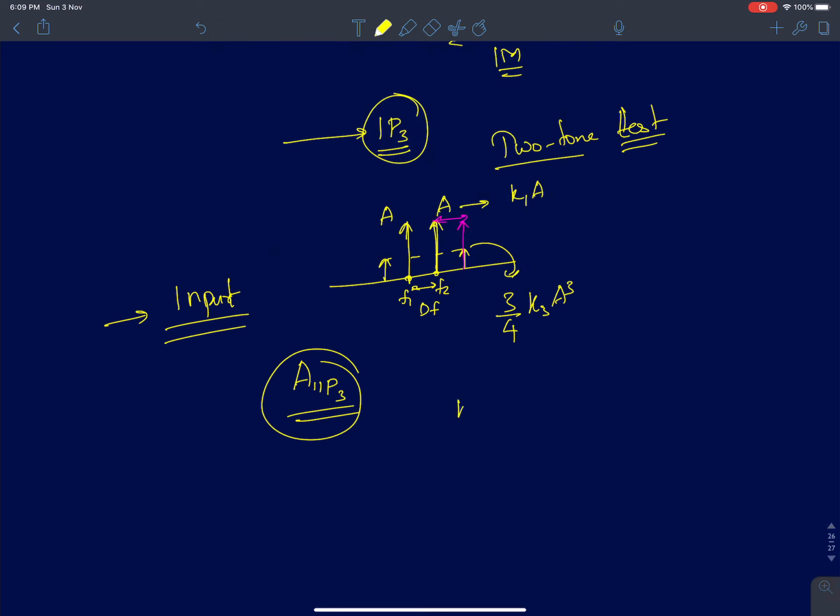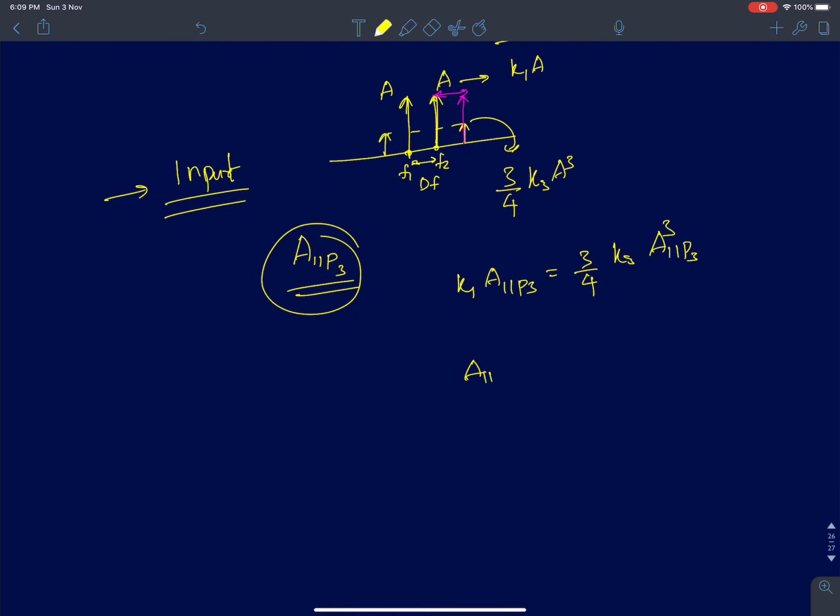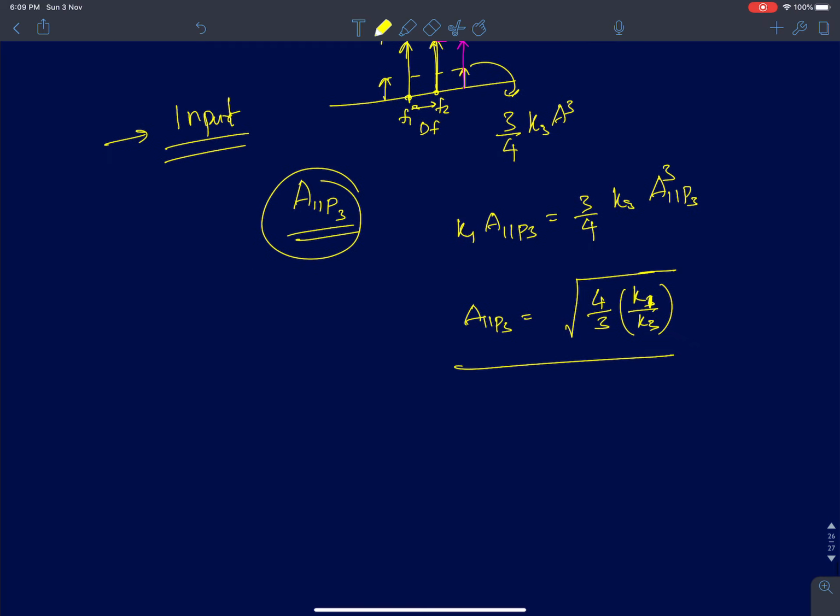So how do we calculate it? We just have to equate the first harmonic, which is K1A. So K1 into A IIP3 must be equal to 3/4 K3 into A IIP3, the whole cube. From this, if I find A IIP3, it will simply be the root of 4/3 into K1 by K3. So this is your definition for AIP3.